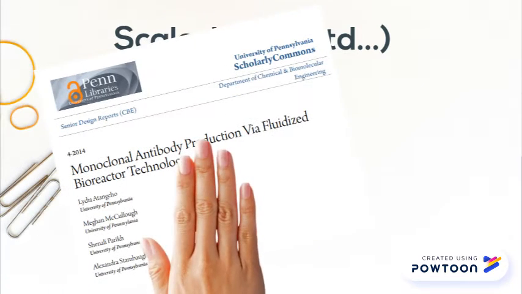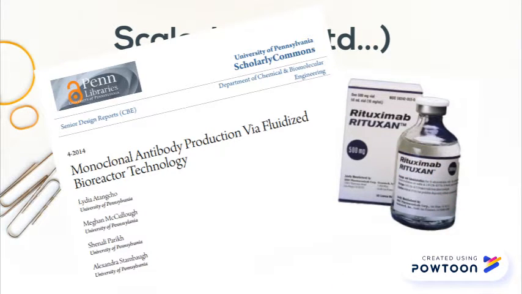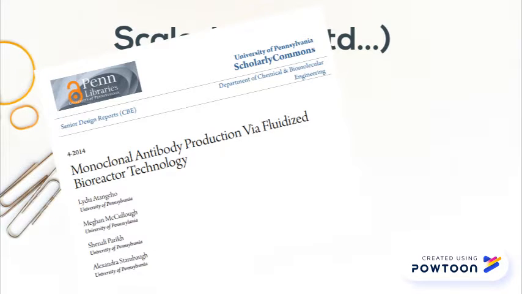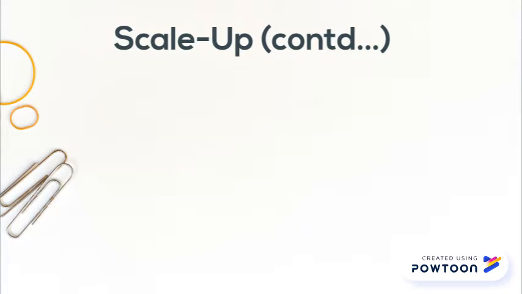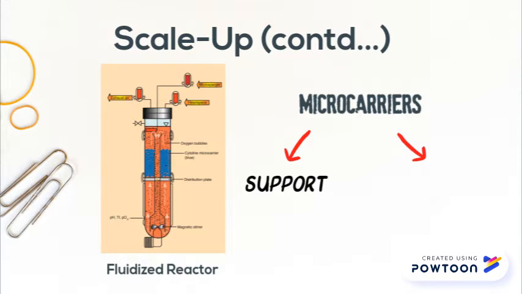A recent study found that the application of a fluidized bioreactor containing microcarriers increased the overall yield by 7-fold over rituximab, a monoclonal antibody drug, compared to conventional stirred tank bioreactors without microcarriers. The porous microcarriers acted as a support system and protection to the cells.